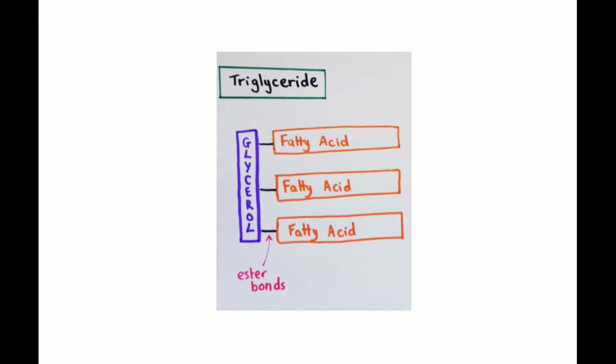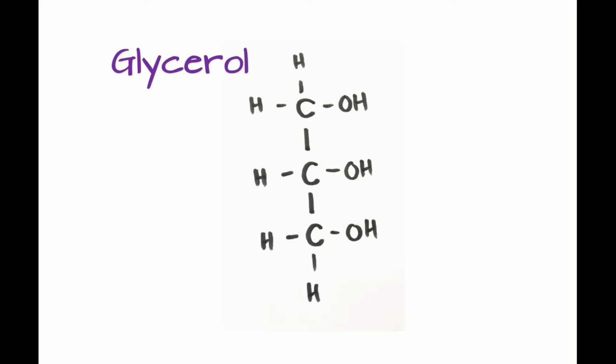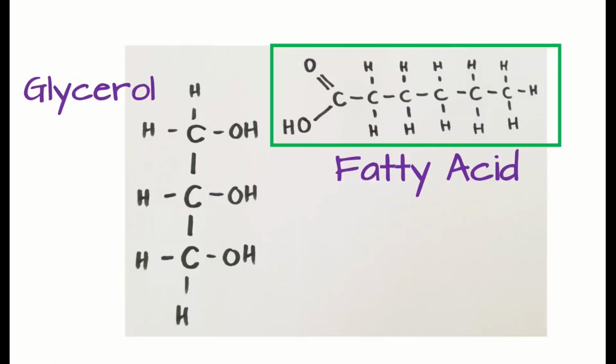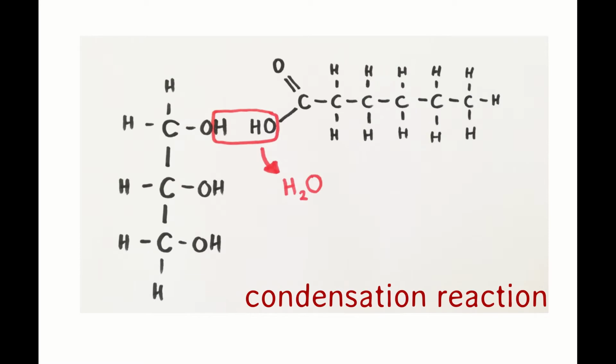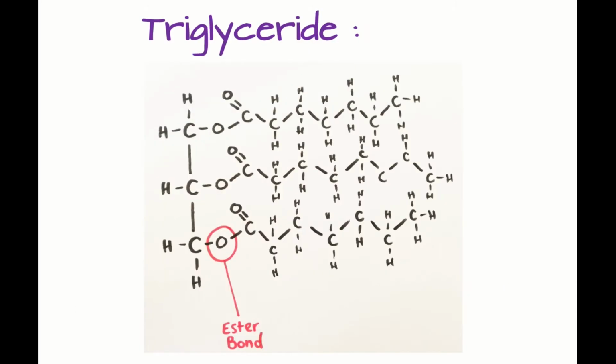Triglycerides consist of a glycerol molecule that has 3 fatty acid chains attached to it. Glycerol is an alcohol. Fatty acids are just long chains of carbon with hydrogens attached, with a carboxylic acid group at one end. Each fatty acid chain joins the glycerol by a condensation reaction. One molecule of water is lost for each fatty acid that is added. The bond between the fatty acid and the glycerol is called an ester bond.